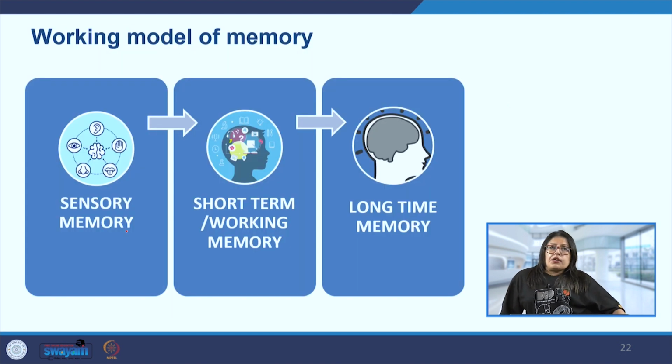So if you look at the working model of the memory, we see that we have sensory memory, which leads to the short term or working memory, and finally the long term memory. Sensory memory is the buffer for stimuli received through the senses. We have seen that we broadly receive information through four channels, and for each of these channels there is a separate channel. For the visual stimuli, we have a different channel. For the auditory, we have a different channel, and so on.